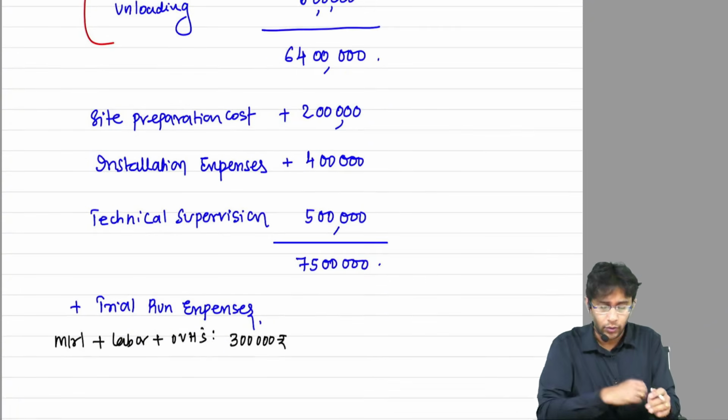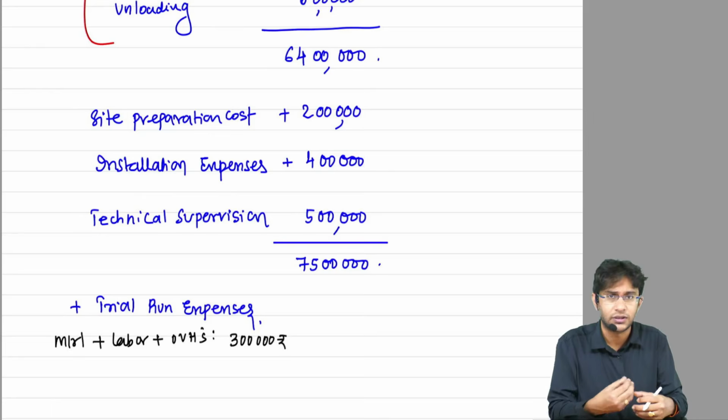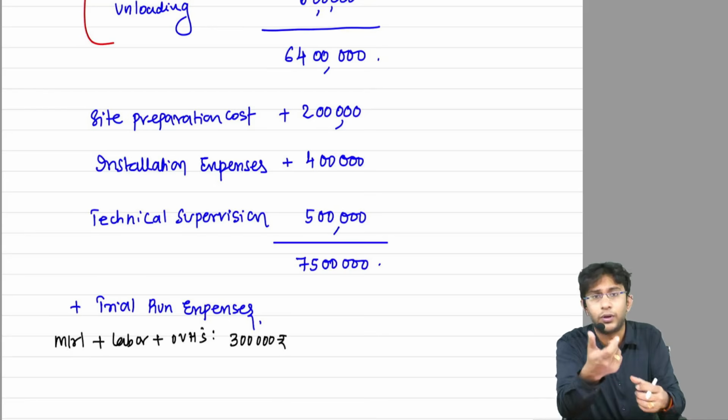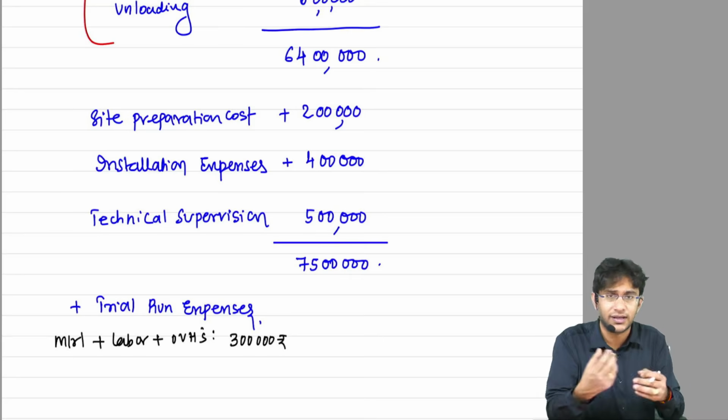Okay. Now what is the objective? The objective is I'll input some material, I'll incur some labor cost, I'll use this asset, and see whether the output is in the expected quality, quantity, all the ticks are satisfied or not.